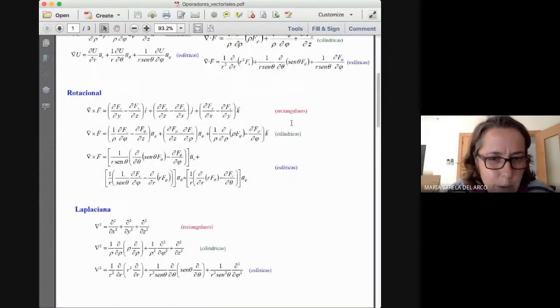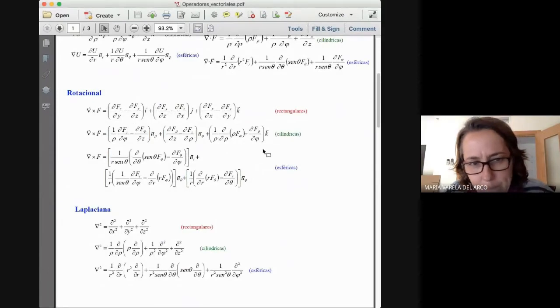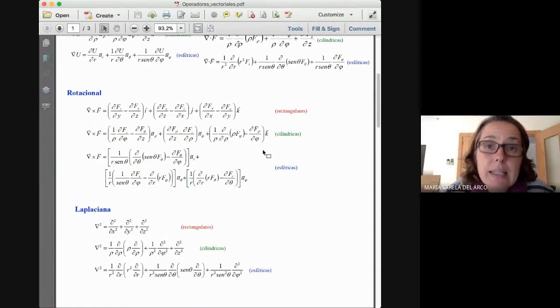Here it is. This is the way the rotational looks in cylindrical. And you can actually look this up in books. Somebody was asking in the classroom while I was explaining on the blackboard, where does this come from, whether we cannot write the rotational like a determinant. And the answer is yes, we can. I'm going to write it down for you right now. You can find it in any calculus books or even in the Wikipedia if you want to.